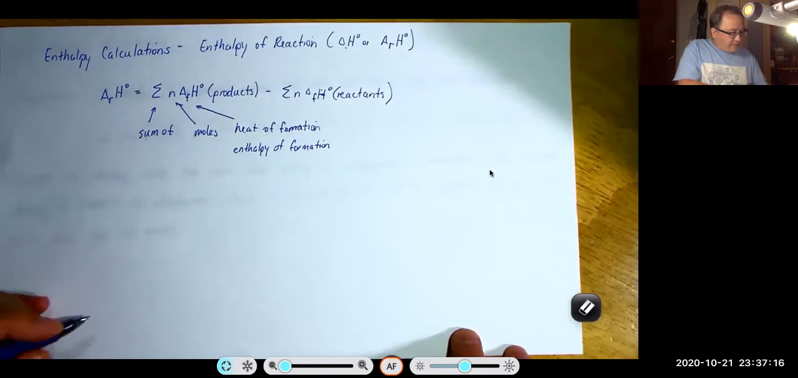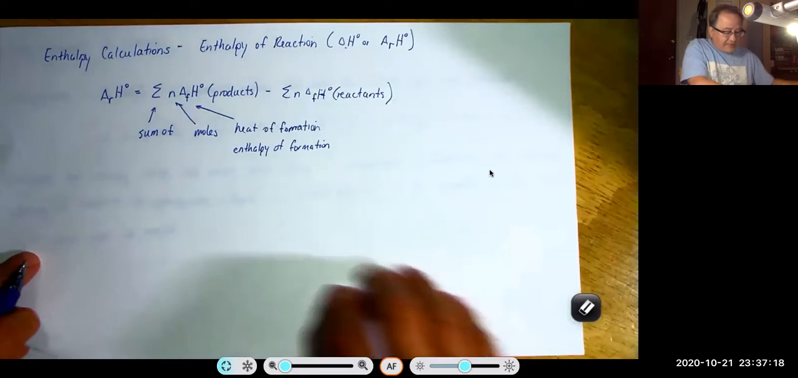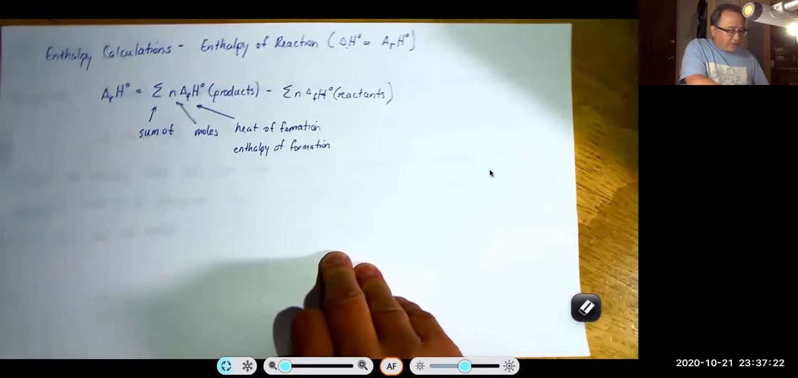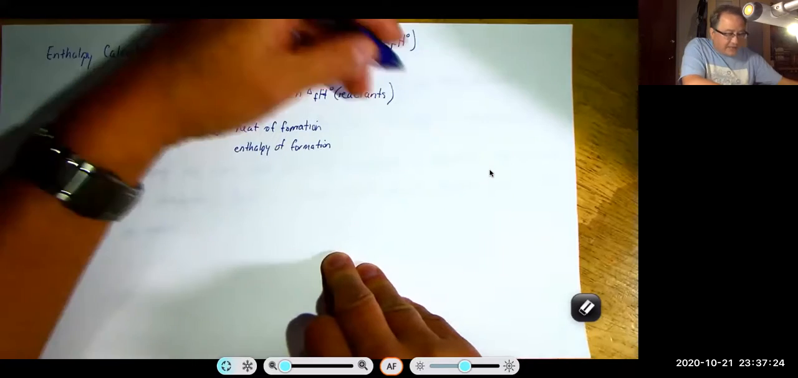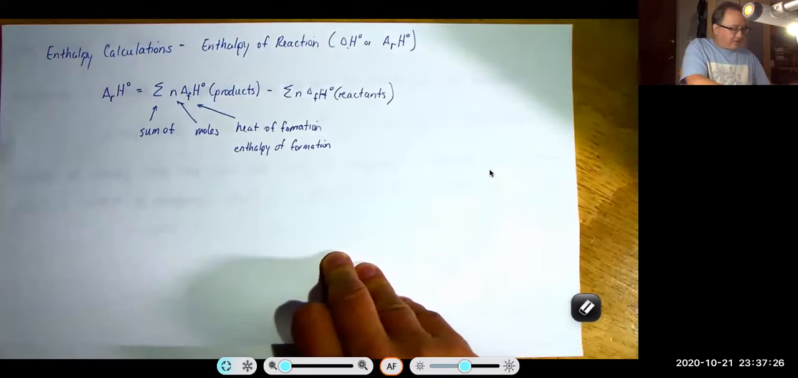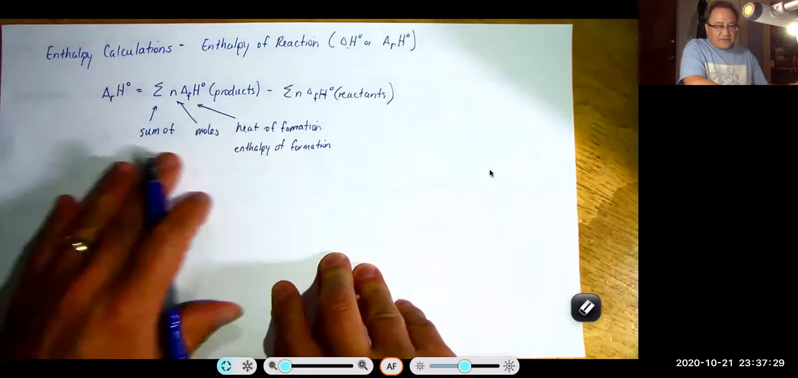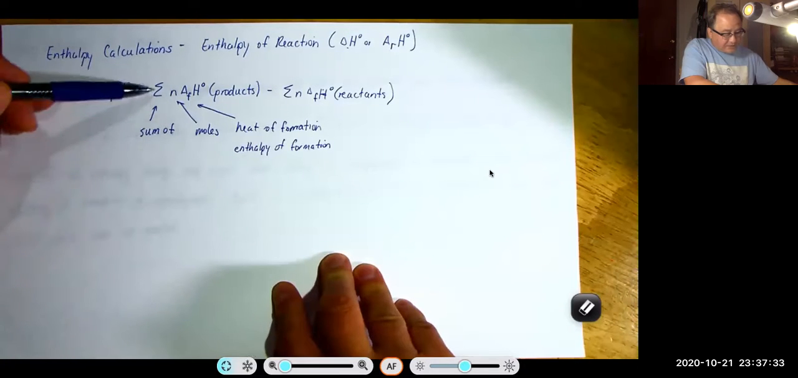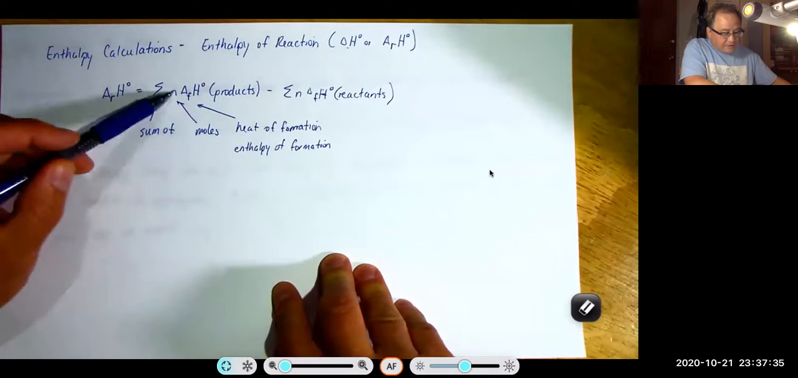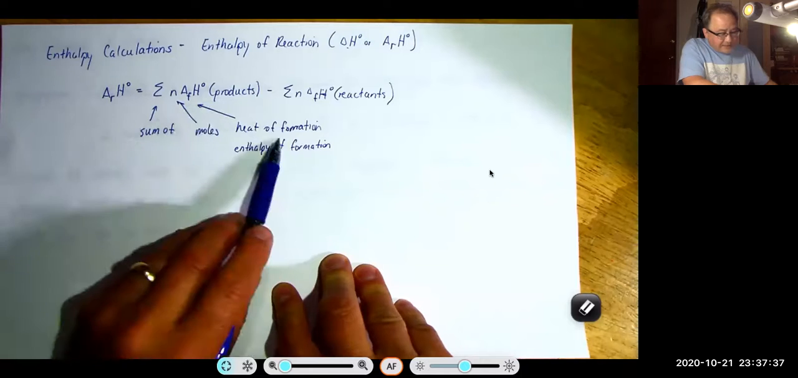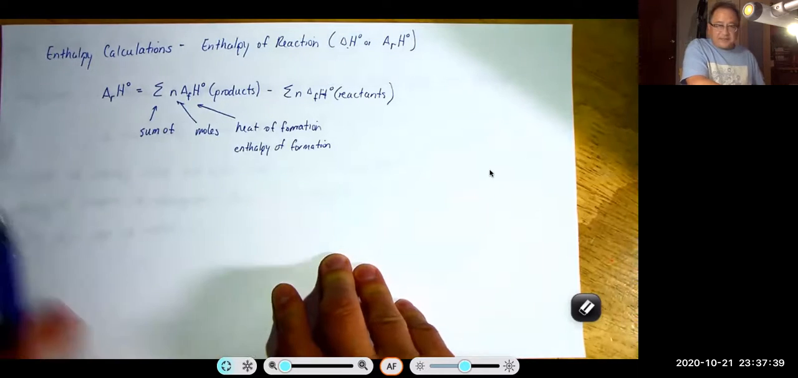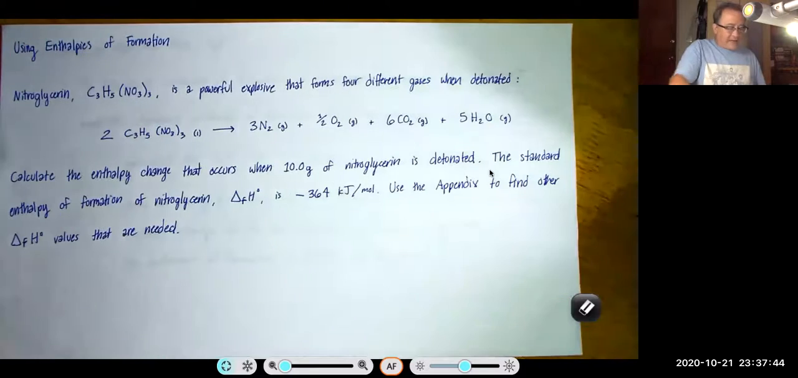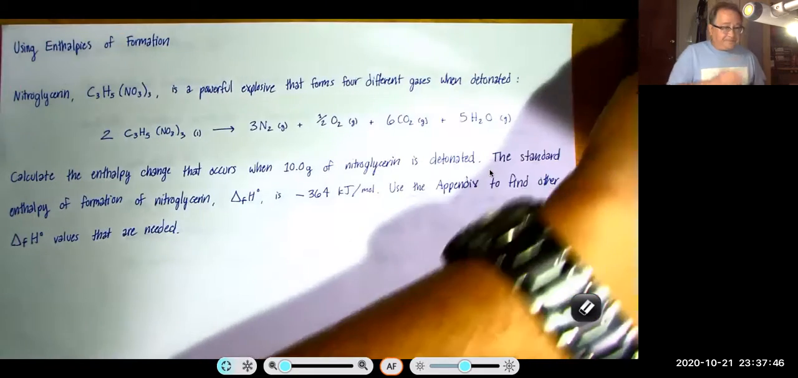So here, we're going to see how this plays out. And I'm going to do this very methodically so that hopefully you can follow along and understand this better. If you don't understand this right now too well, that's okay. Let's go over it a little bit more here. This means sum of, this is the moles of a particular product, and this is the heat of formation of a particular product. So we'll take a look here at a particular example.